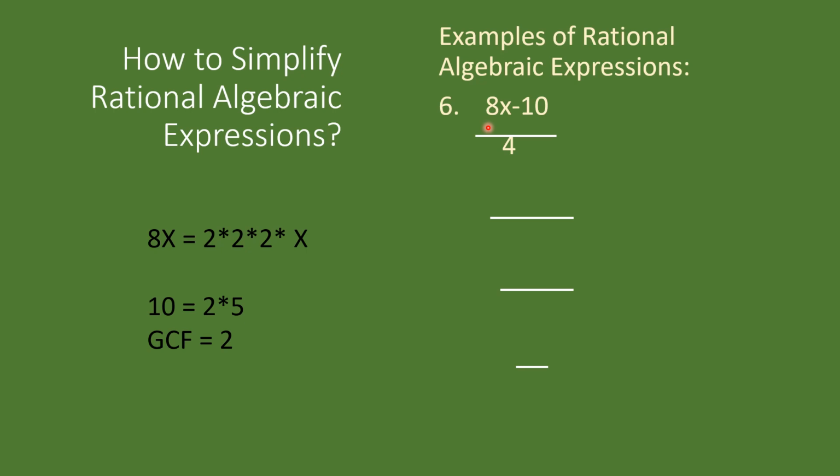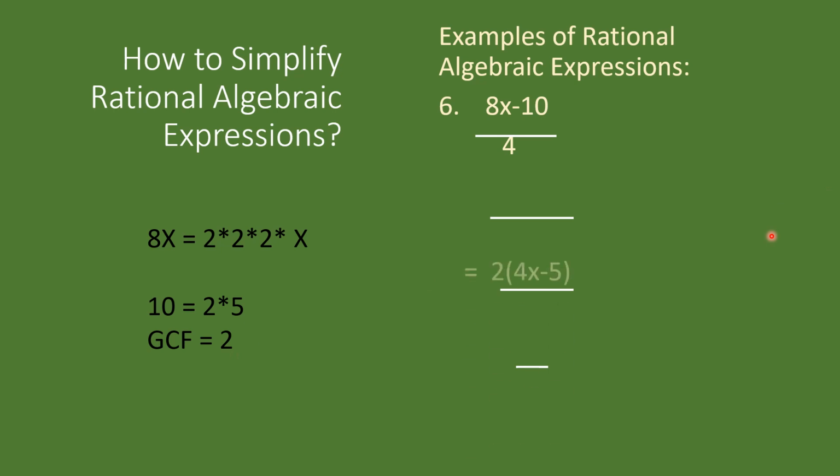So what we are going to do is to find the common factor of 8x and 10. For 8x, we have 2 times 2 times 2 times x. 2 times 2 is 4, times 2 is 8, then times x. For 10, we have 2 times 5. So what is common here is 2. So that is the GCF, 2, and at the same time, that is also the common monomial factor.